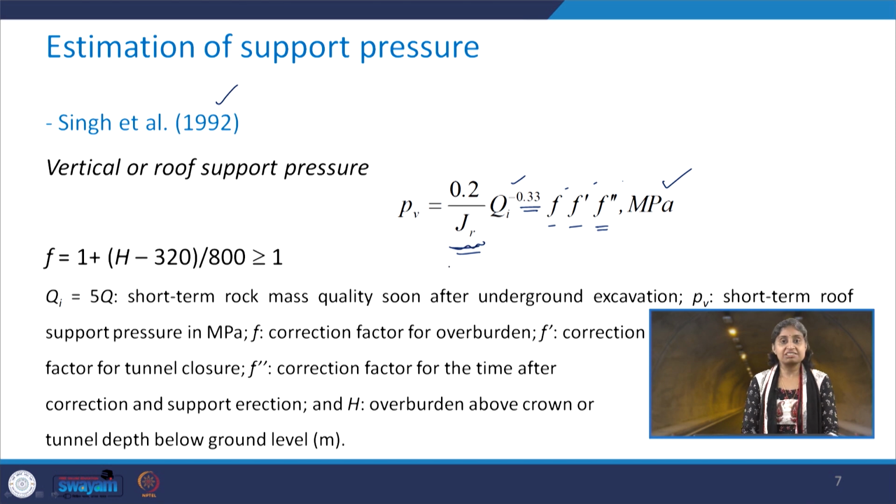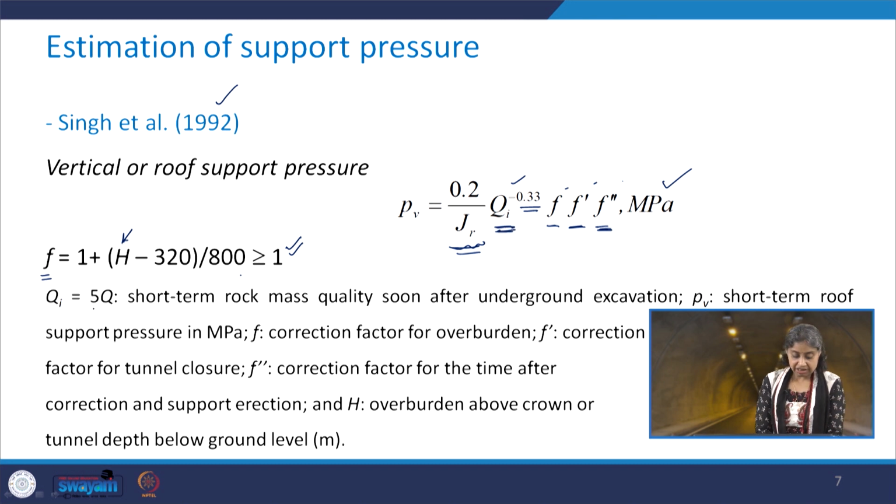Jr, you know, is the joint roughness factor. But what about this Qi, F, F prime and F double prime? Take a look. This F is given as 1 plus (H minus 320) upon 800, and it should be greater than or equal to 1. What is H? It is the depth of the overburden.